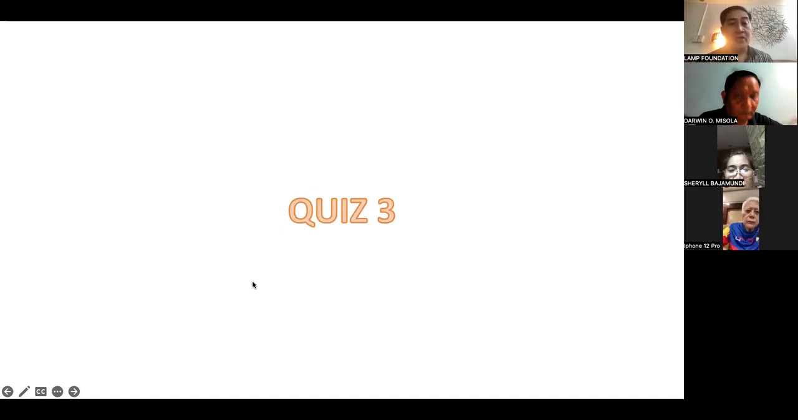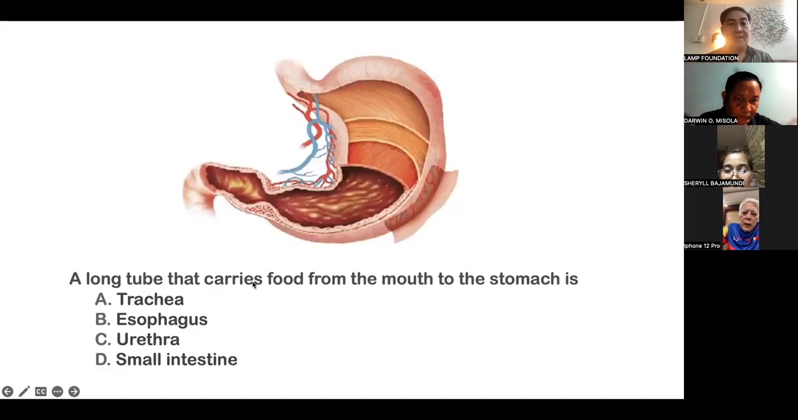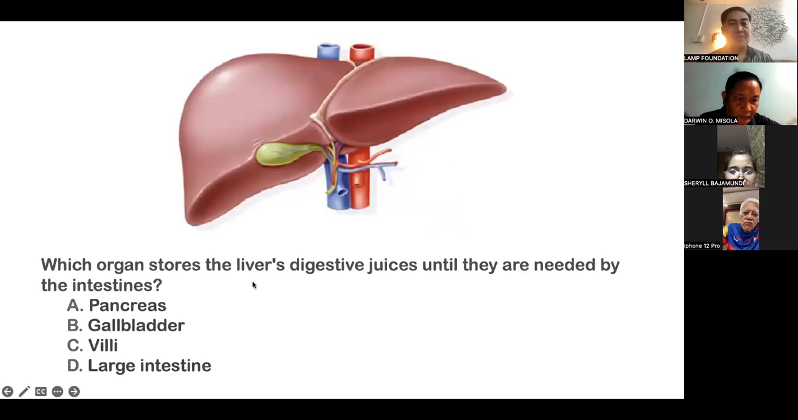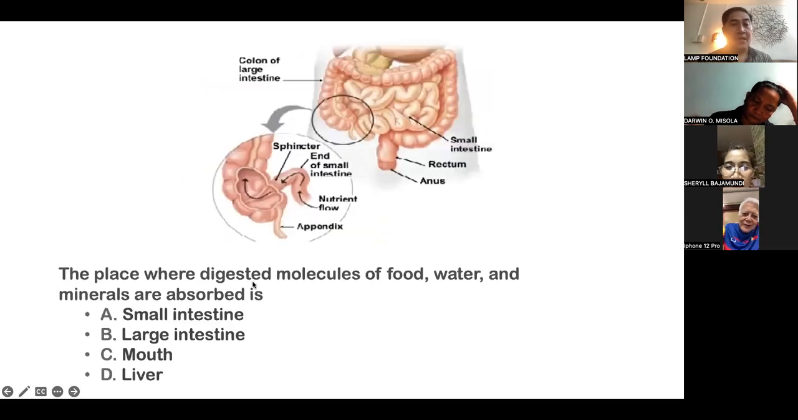Okay. Which of these is the function of the digestive system? It will take in and break down food for use by the body. Good. A long tube that carries food from the mouth to the stomach is the esophagus. Which organ stores the liver's digestive juices until they're needed by the intestines? The gallbladder. An organ that produces a bodily juice called bile is the liver.